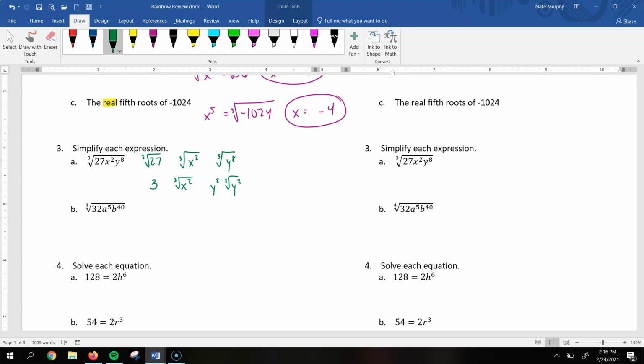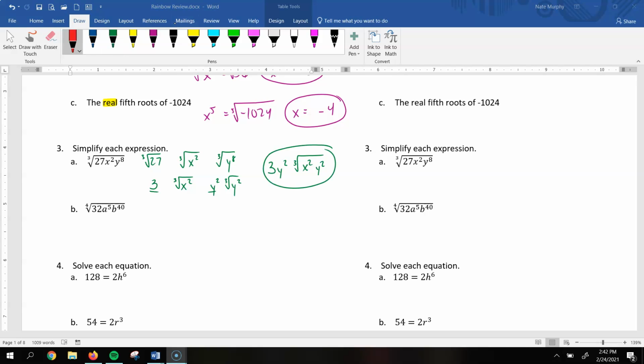So now I'm going to merge this all together into 1. So outside the radical, I'd have a 3, and then I'd also have a y squared. And then under the radical, we're going to have x squared and y squared. So that would be your answer for 3A.